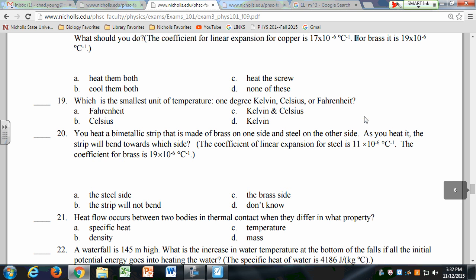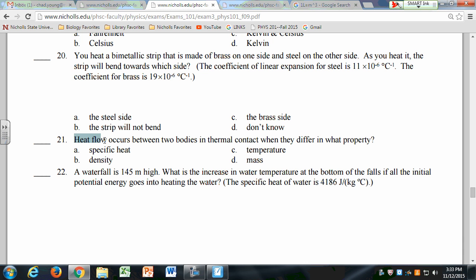Where was I? What's the smallest unit of temperature? What is that? Fahrenheit, right? Because with Fahrenheit, between the freezing and boiling points of water, we have 180 degrees, 32 to 212. But for Celsius, we just have 100 degrees. So it splits it up 180 times, whereas Celsius only splits it up 100 times. So Fahrenheit has the smallest degree.